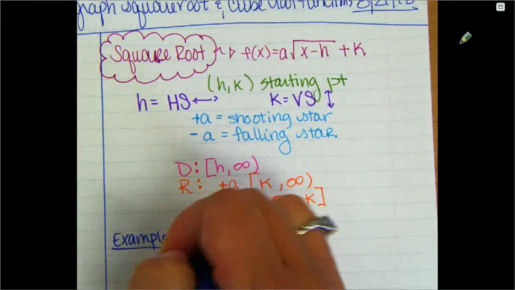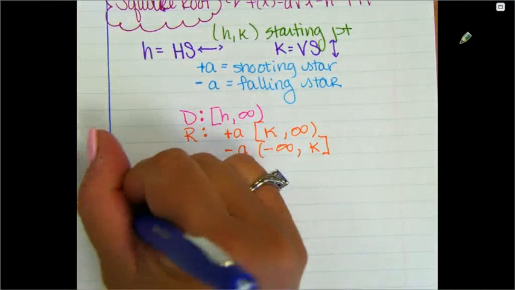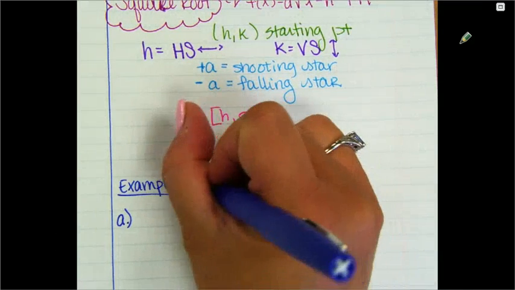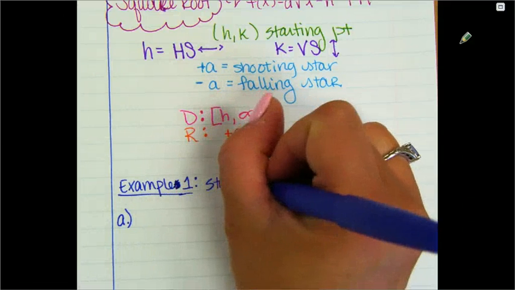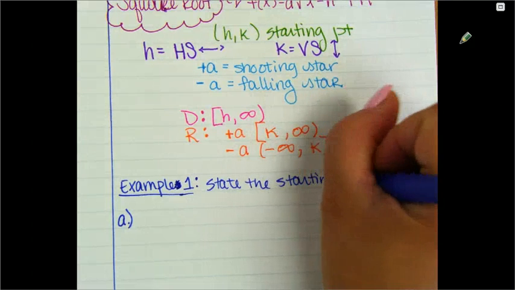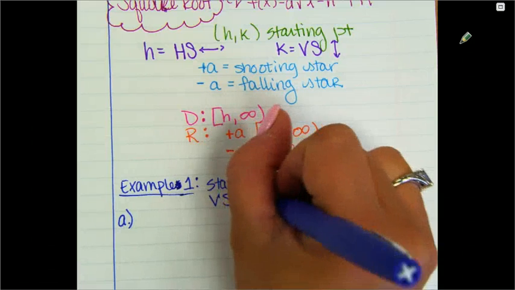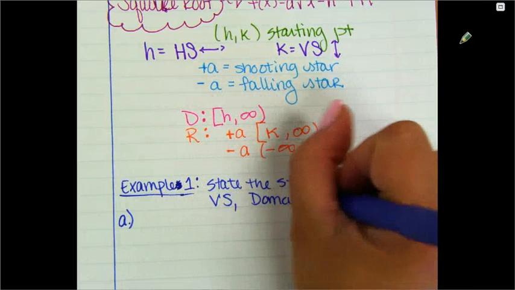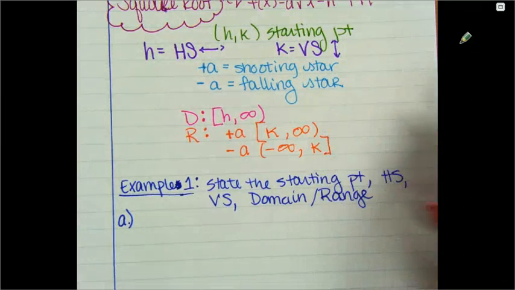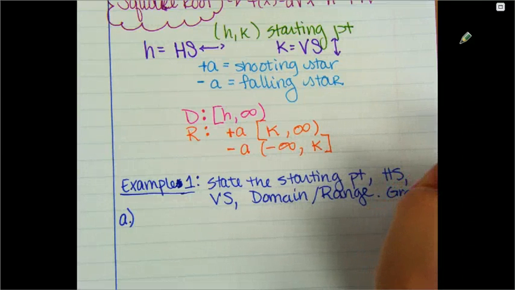I'm going to call it example 1 because we're only going to do square roots first. So we're going to call it example 1, but there are 2 different ones. So there's an A because there's going to be 2 different types. Your directions are going to say state the starting point, horizontal shift, vertical shift, domain, and range. Good? And then you have to what? Then you have to graph, just so we don't forget.